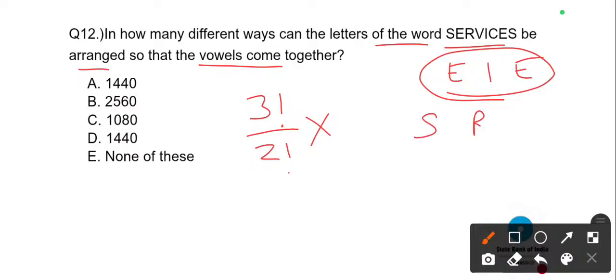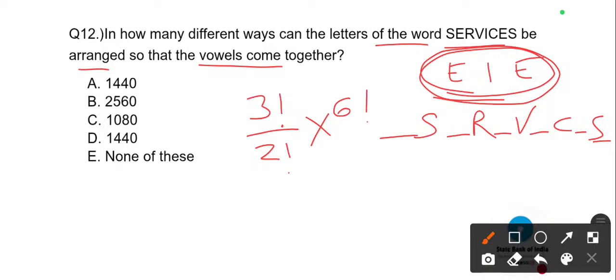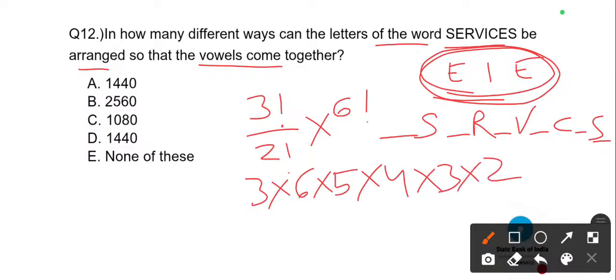The remaining letters are S, R, V, C, S. So the number of places where we can arrange these vowels together is 1, 2, 3, 4, 5 and at the last, 6. So 6 places. So totally we have 6 factorial. So we have 3 times 6 times 5 times 4 times 3 times 2 as the answer for this one.